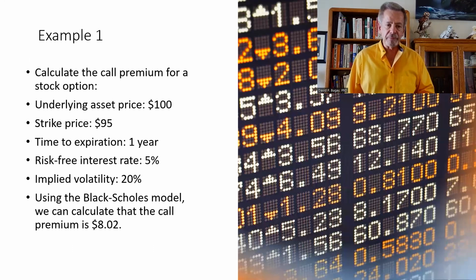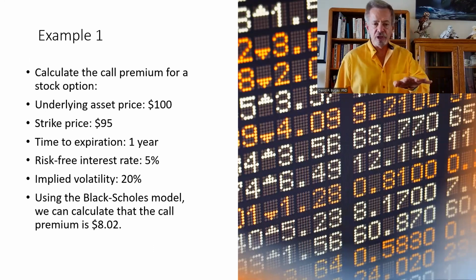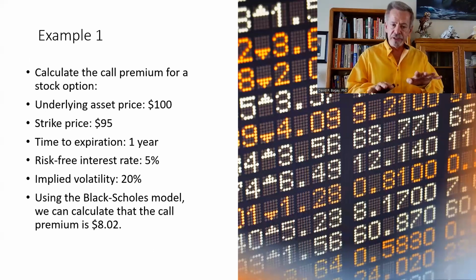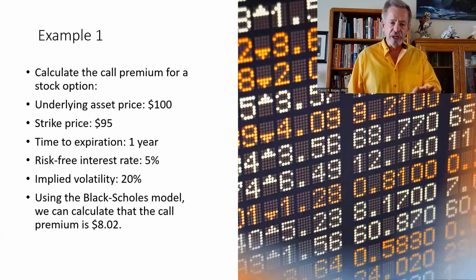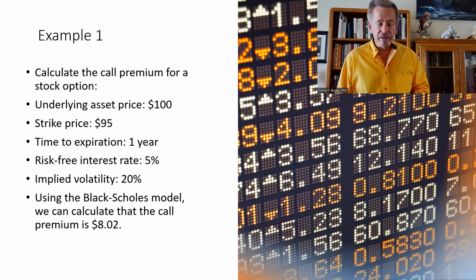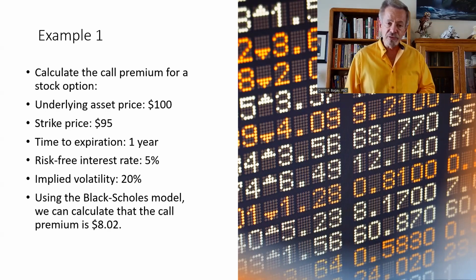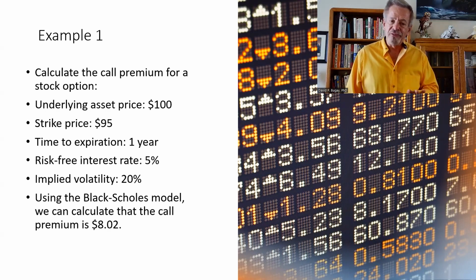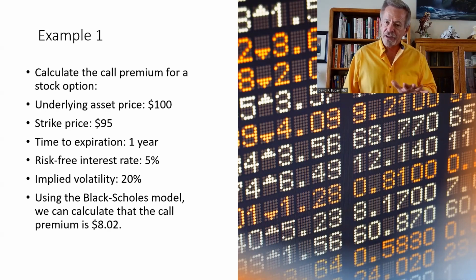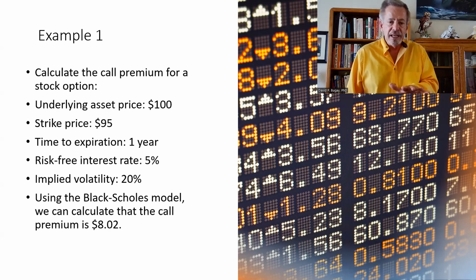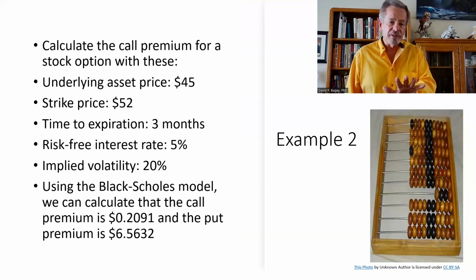An example: $100, strike price 95, 1 year, 5%, 20%. By the time you're all done, you calculate the call premium to be $8.02. So you're looking at, okay, it's going to drop over here. And if you look at that, really the $5 difference is already kind of calculated in the $8.02. So you're expecting it to be lower than 95. So you have to look at it over here.